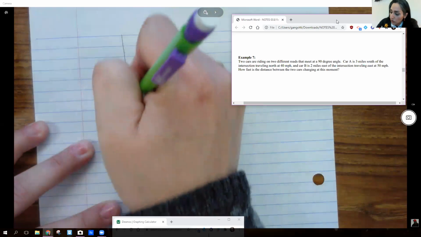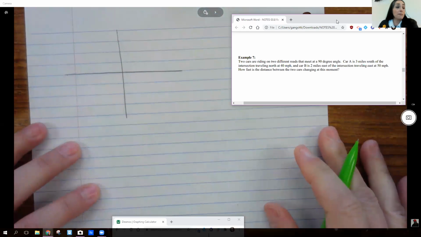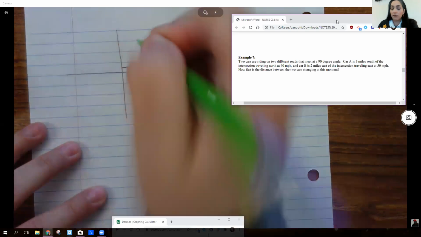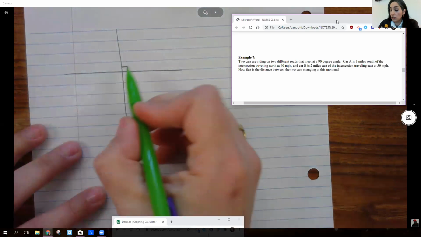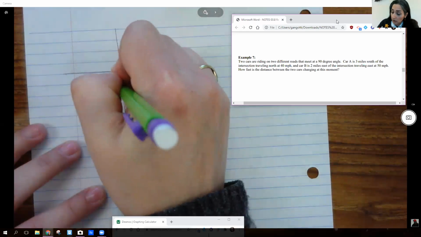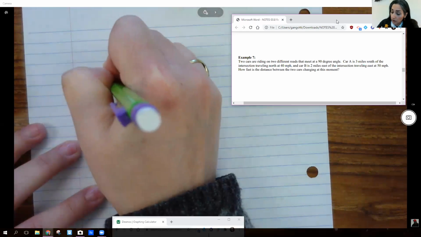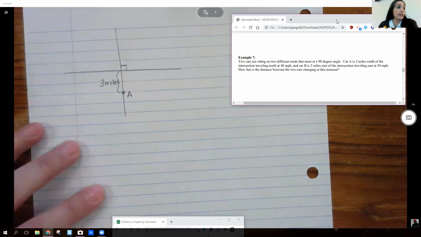2 roads. There's the 2 roads. They meet at a 90-degree angle. Got it. 2 cars. Car A is 3 miles south of the intersection. Okay, here's the intersection. So 3 miles south of that would be down 3, and put a little dot right there. There's car A.